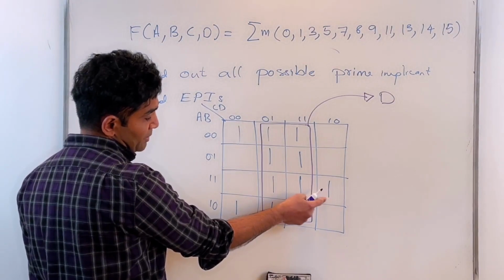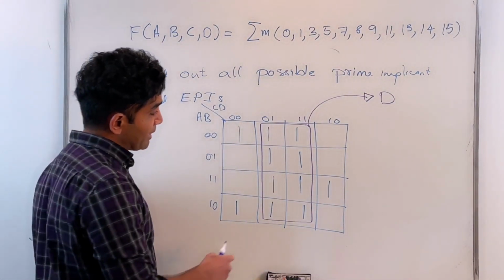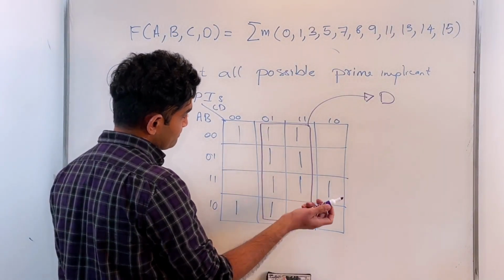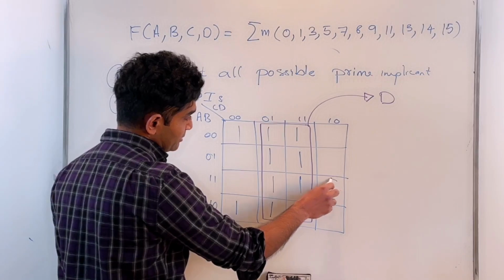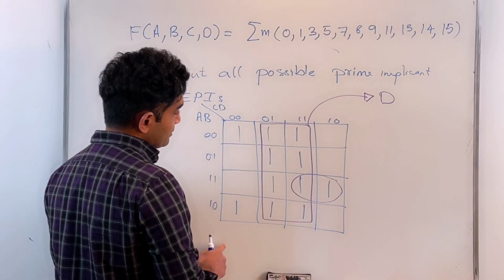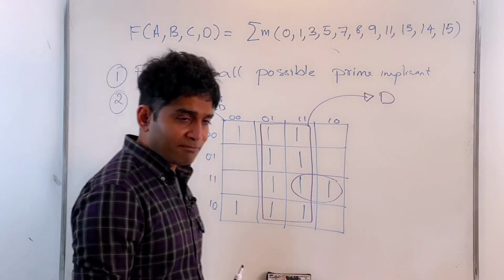Now I need to combine this into a different prime implicant. How do I do this? The only way I see is that. Okay. And then I have to combine these two ones as well. What would be the good way of combining them?